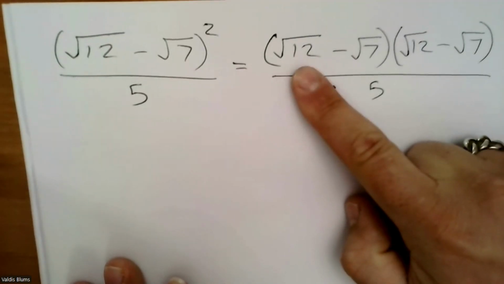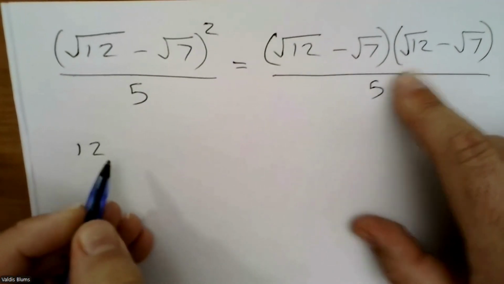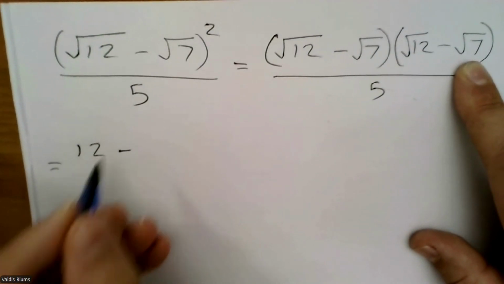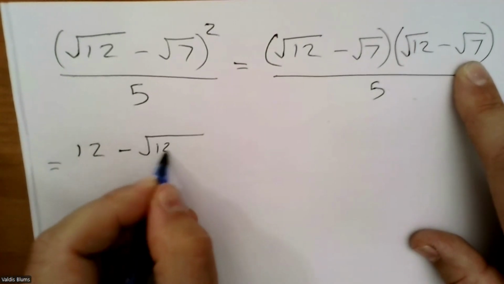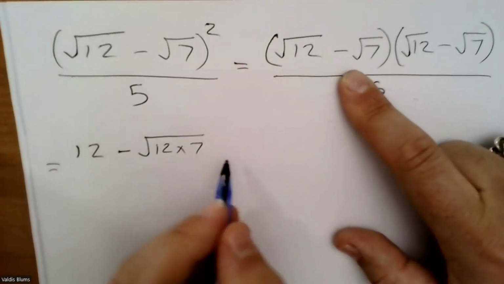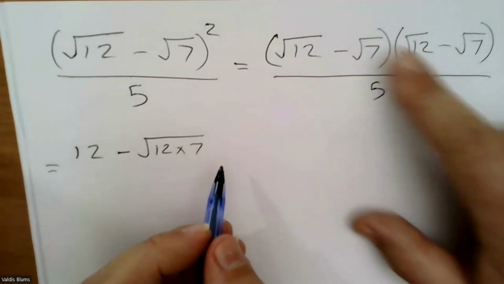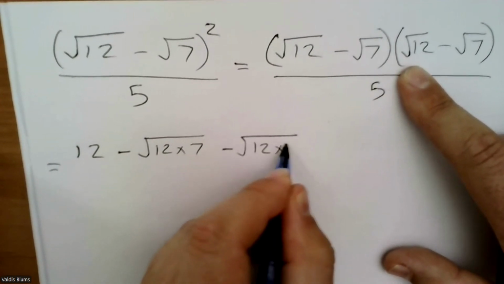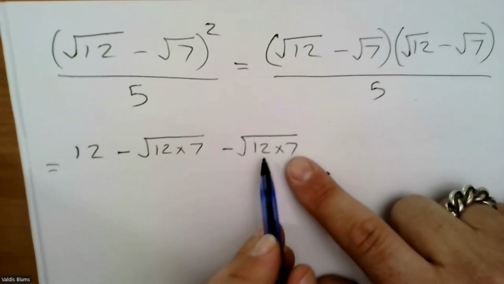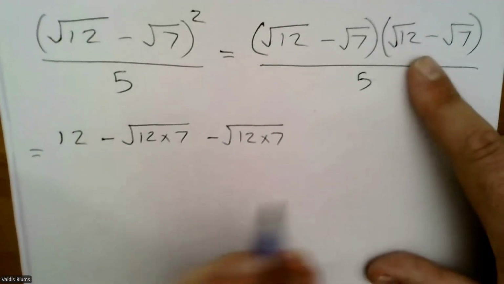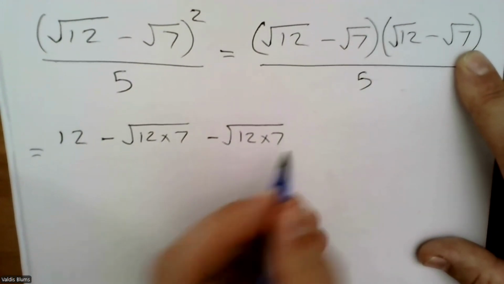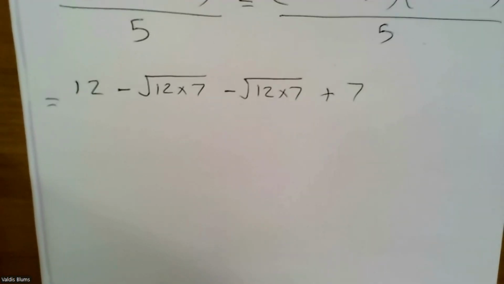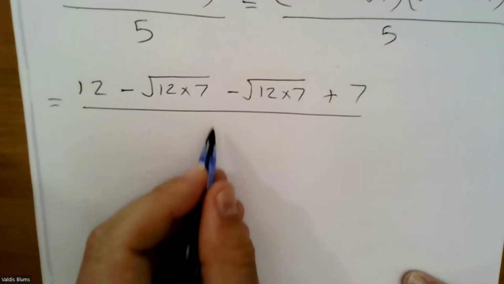So square root 12 times square root 12 is 12. And square root 12 times negative square root 7, so we have a negative square root 12 by 7. And then we have a negative square root 7 by 12. Again, because these are just multiplication, the order doesn't matter. 7 times 12 is the same as 12 times 7. And then we have negative 7 times negative 7, so we have a positive 7 all over 5.